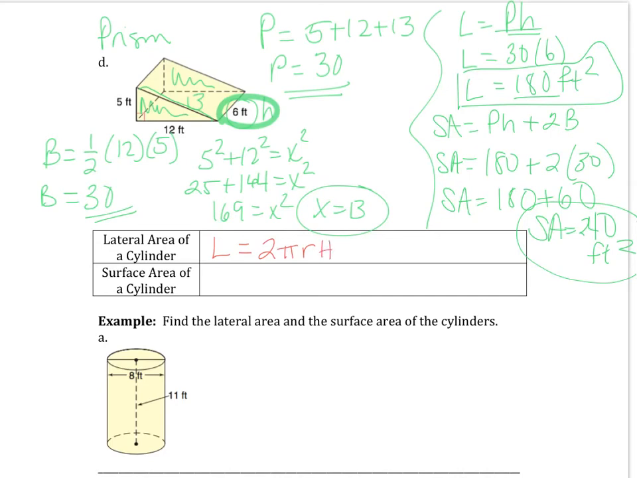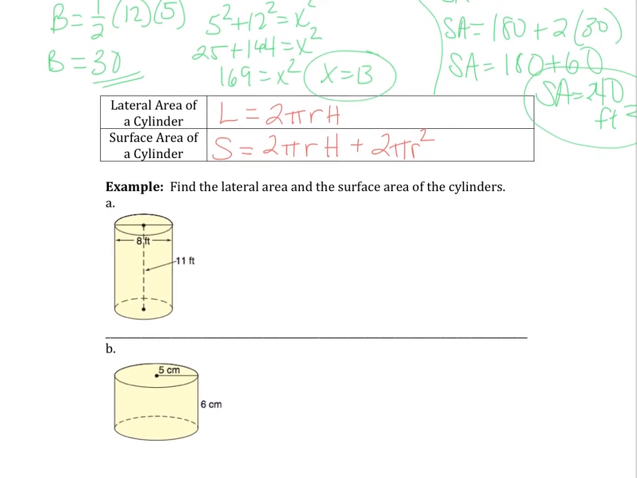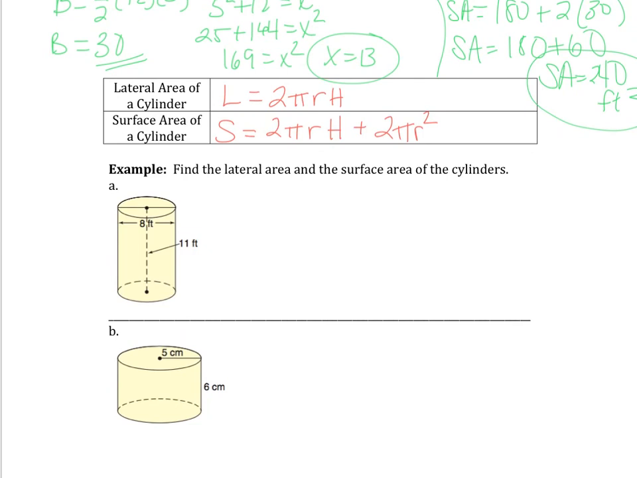And the surface area of the cylinder, again, includes the areas of all the sides plus the bases. So we're going to see that 2 times pi times r times h. We're going to add that to the area of the base, and for a cylinder that's a circle. So the area of a circle is pi r squared. So again, all these formulas are just going to be handy to have out. That blue sheet is really good for you to use right now.